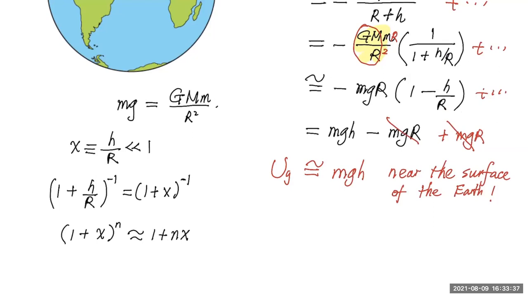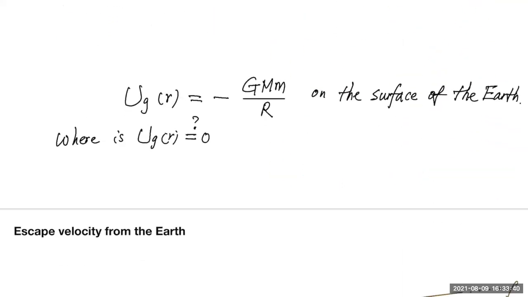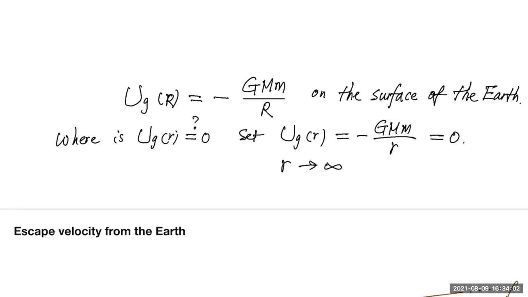If we set the constant to be 0, then where is the 0 of the potential energy? Well, you just set U, which is equal to negative GMm over R, as 0, right? You want to set U to 0, and what is R equal to? R approaches infinity, as you can see here. So instead of choosing the surface of the Earth as the 0 point of the gravitational potential energy, you are choosing the potential energy to be 0 as the object is infinitely far away from the Earth.